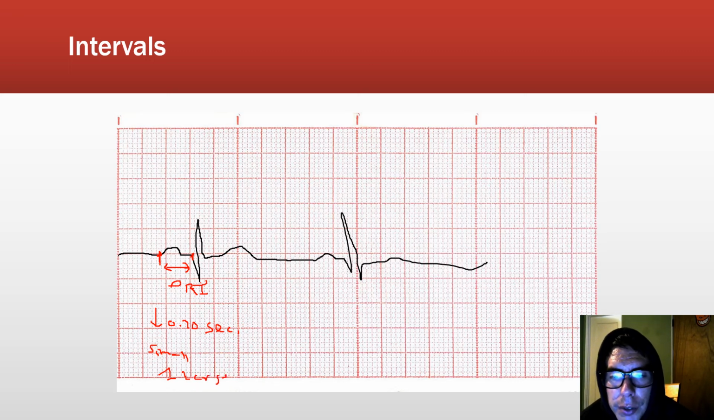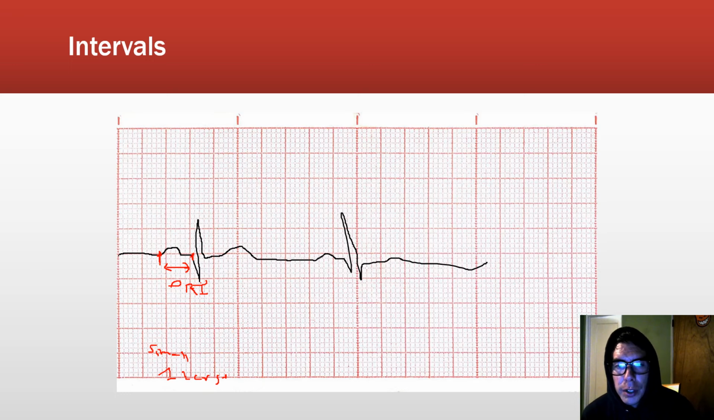That's our PR interval. So then over here we have from there to there, and we've got about 4, 5, 6. So that one, there's 6 small boxes, it looks like, between the start of the P wave and the start of the QRS. So that would be considered a long PR interval because it's greater than 0.20 seconds, or 5 small boxes, or 1 large box.